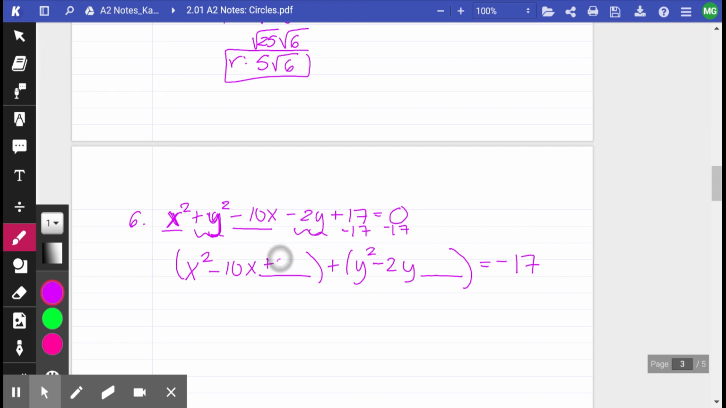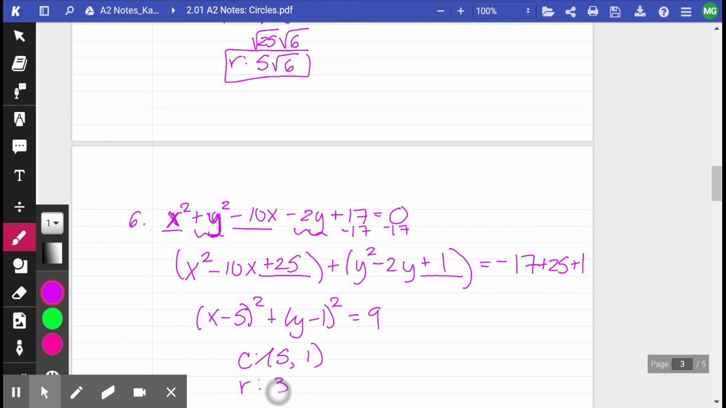All right, so hopefully you got 25 here, 1 here, add 25 and 1. Rewrite this as x minus 5 squared plus quantity y minus 1 squared equals 9. So your center should be 5, 1, and your radius should be just 3.